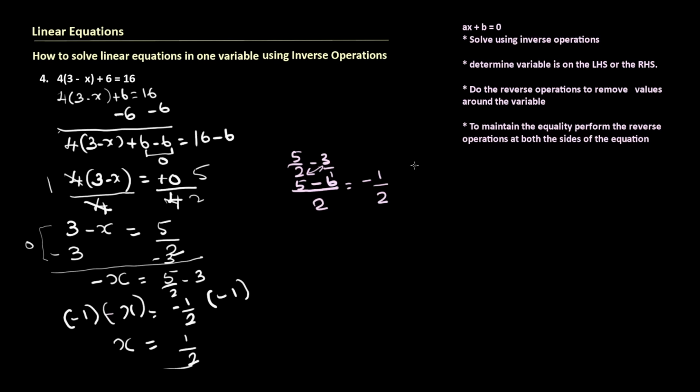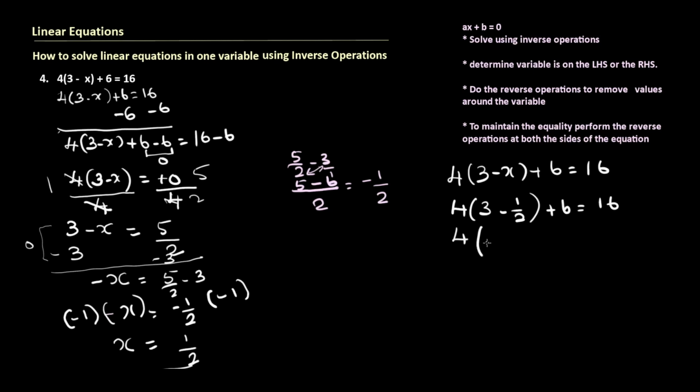Now, let's verify our solution. Let's verify the value of x by plugging it into the original equation, that is 4 times 3 minus x plus 6 equal to 16. So, 4 times 3 minus 1 by 2 plus 6 equal to 16. Now, 4 times, so 2 is in the denominator, and 2 times 3 is 6. 6 minus 1, plus 6 equal to 16. That is 4 times 6 minus 1, 5. 5 by 2 plus 6 equal to 16.